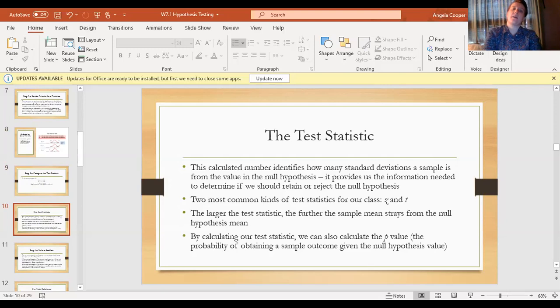Anyway. So by calculating the test statistic, you can determine significance. You can also determine significance through the p-value, which I mentioned earlier. And this is, again, the probability of obtaining a sample if the null hypothesis was true. So the probability of getting the sample mean that we obtained, if the null hypothesis is true.